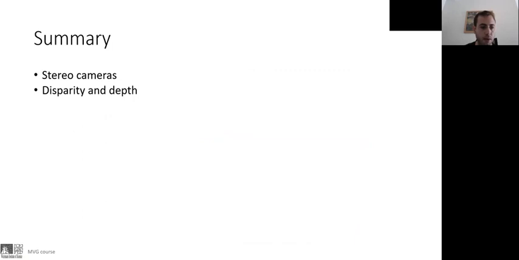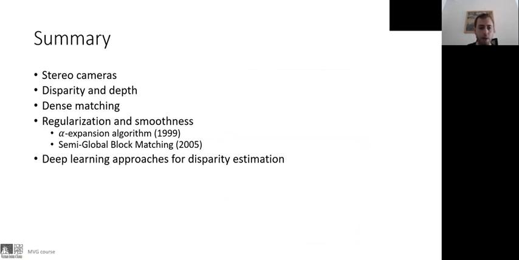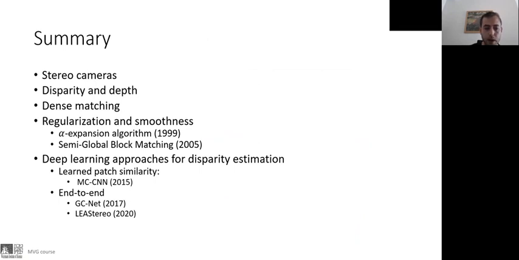So to sum up, we talked about stereo cameras, disparity and depth. We talked about dense matching and regularization and smoothness, where we discussed the alpha expansion algorithm that used global smoothness, and semi-global block matching, which is much more practical. We talked about deep learning approaches for disparity estimation, about the MCCNN that learned patch similarity, and about end-to-end approaches that improved disparity estimation a lot, and about how to rectify general images to be used for disparity estimation.